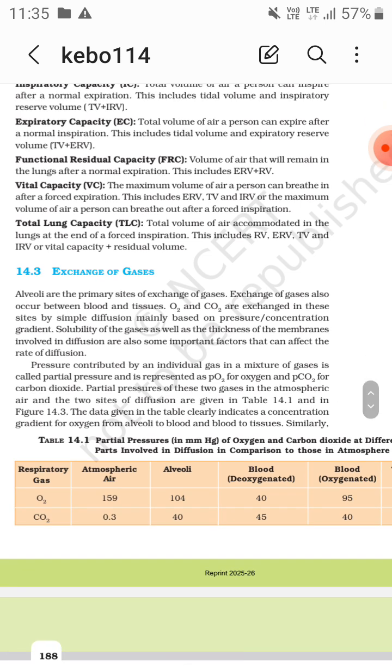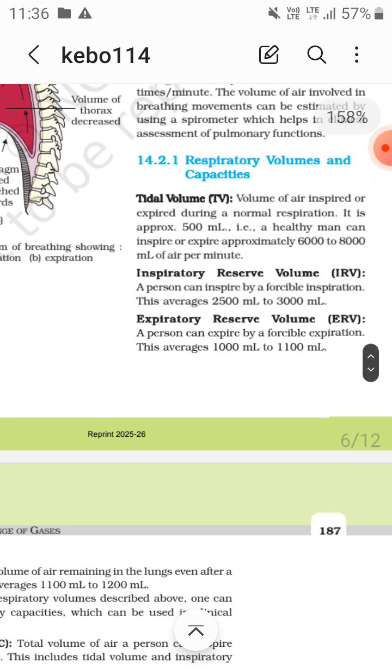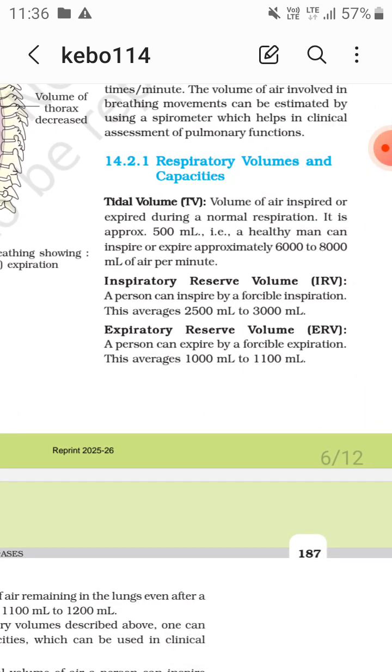Now total lung capacity, TLC, is the total volume of air accumulated in the lungs at the end of a forced inspiration. So this was about the respiratory volumes and capacities.